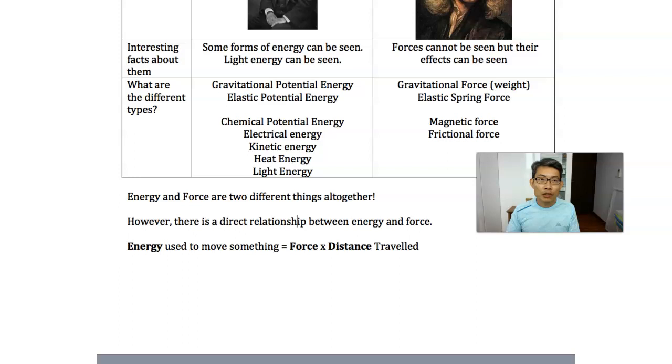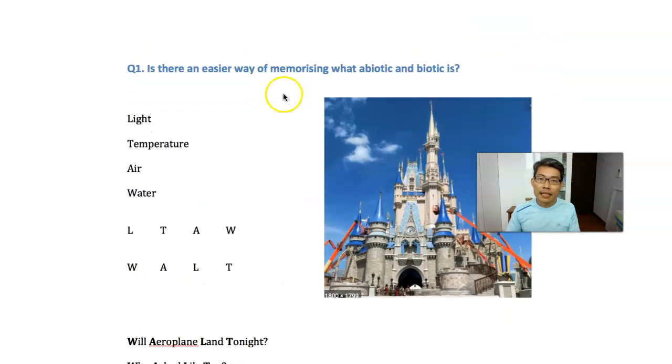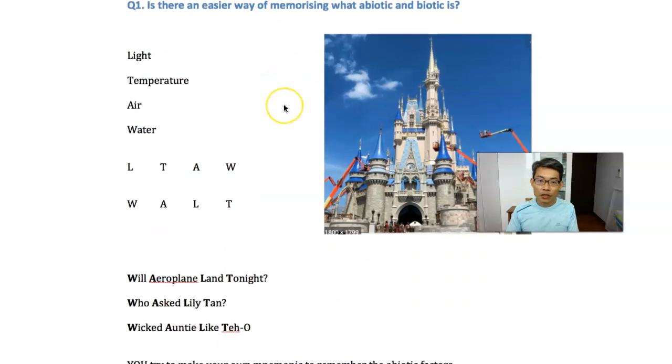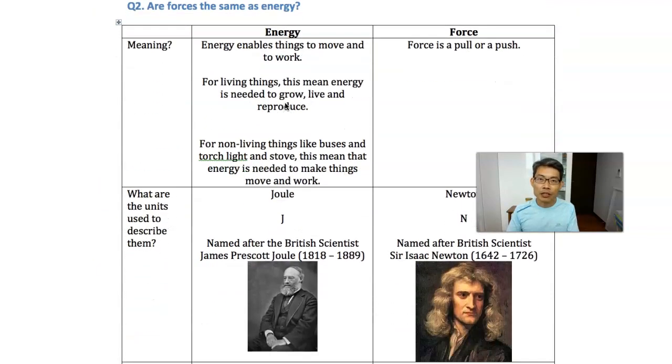The first question that was asked is: is there an easier way of memorizing what abiotic factors are, all the abiotic factors? I've taught you this mnemonic way. I'd like you to try it below and share your interesting mnemonic. The second thing that was asked: are forces the same as energy? And the answer is no, but they are related in some way.